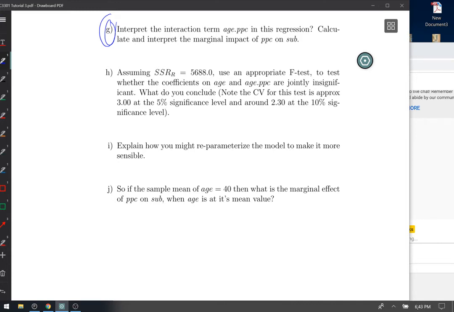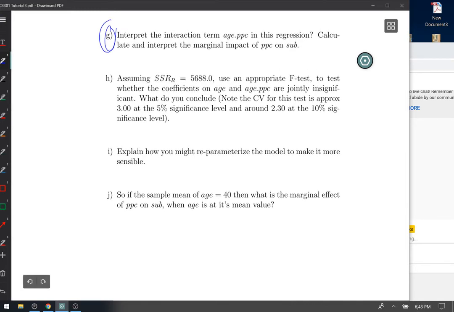So assume that SSR, it should really say what the restriction is first, like to test whether, so it's asking you to do a joint test that the coefficients on age and age.ppc are both not, against the alternative that one isn't not. And it's not actually specified in this case, and given it's not specified, you can choose your own test. Let's just do a 5% significance level test.